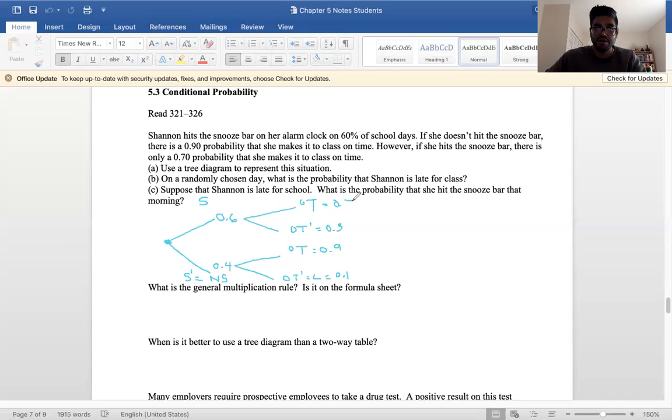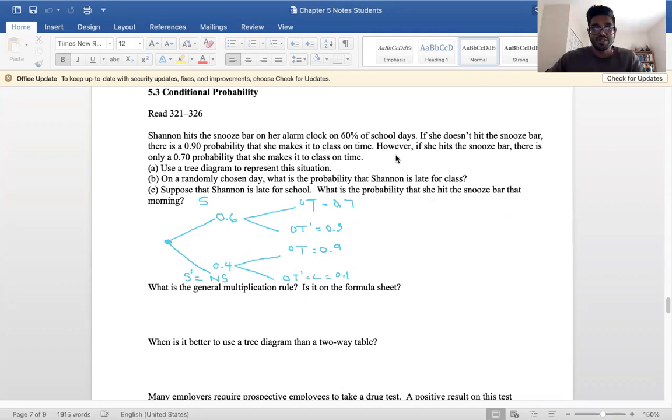The nice thing about tree diagrams is that you can calculate probabilities pretty easily. You can find the probability that she hits snooze and is late, or snooze and is on time, by just multiplying these two probabilities together. 0.6 times 0.7 will represent the likelihood that she hits snooze and is on time. You could do the same thing for snooze and is late by multiplying those together, and for does not snooze and is late. So the tree diagrams are pretty nice.